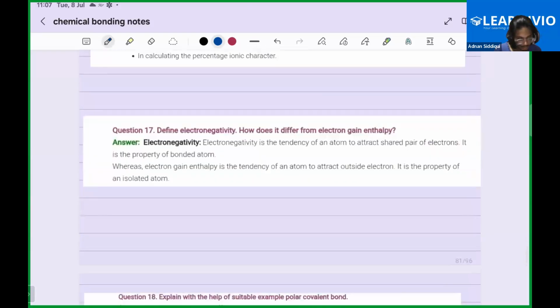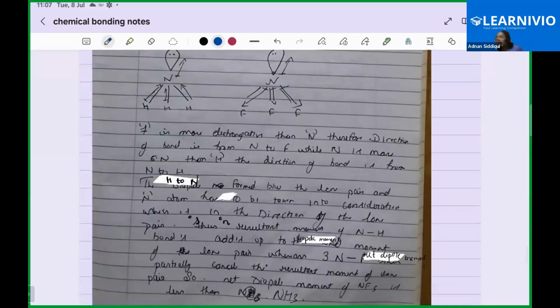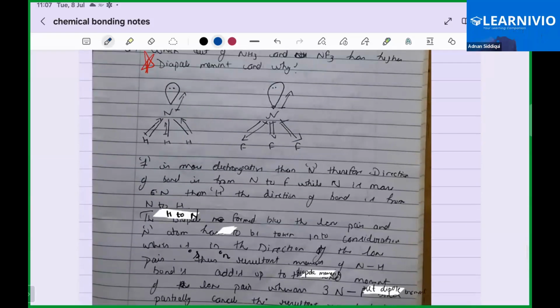We are going to start our molecular orbital theory, and your chapter is finished. Then we will start thermodynamics, right? Yeah.